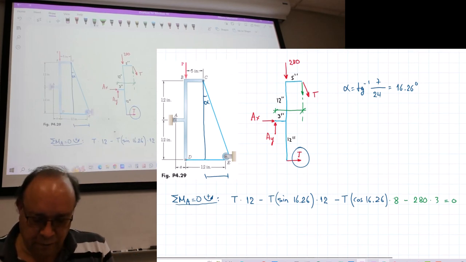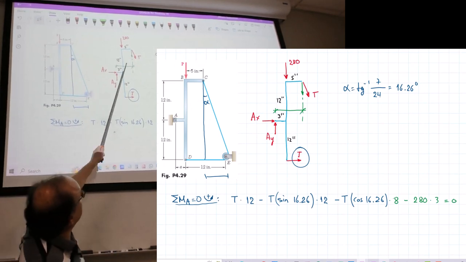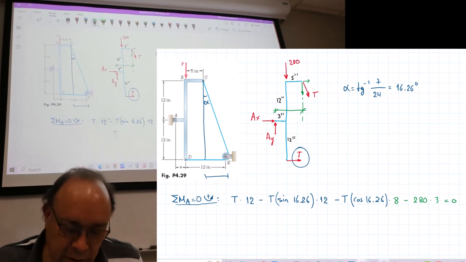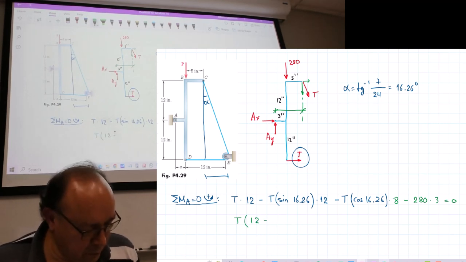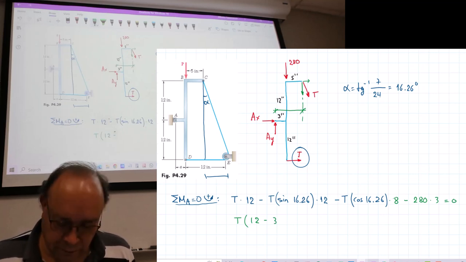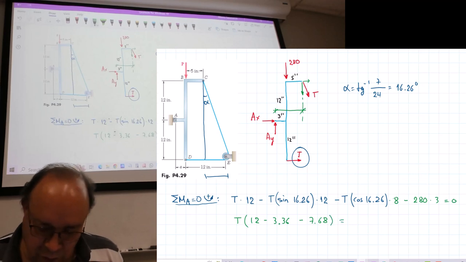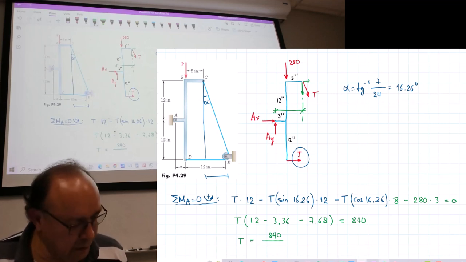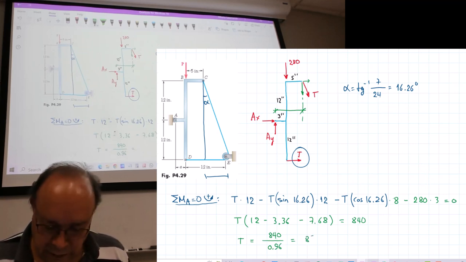So you have to solve for T. Oh, I have three T's? Oh yeah, 3 T's. 1, 2, and 3. Right, 3 T's. There is another component here. So I have to do T: 12 minus sine of 16.26 times 12, 3.359936. Minus cosine of 16.26 times 8, 7.68. Minus, equals to 280 times 3, positive, right? 840. So from here we get that T is equal to 840 divided by 12 minus 3.36 minus 7.68, equals 0.96. So 840 divided by answer equals 875.